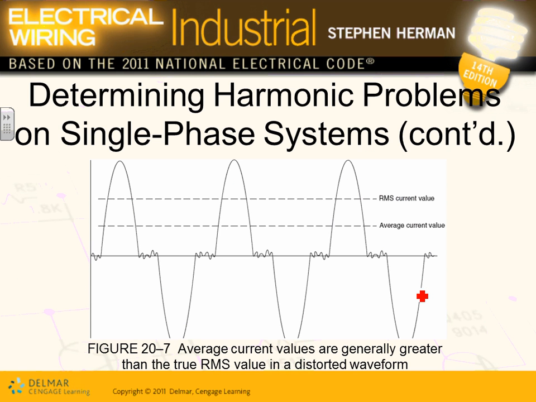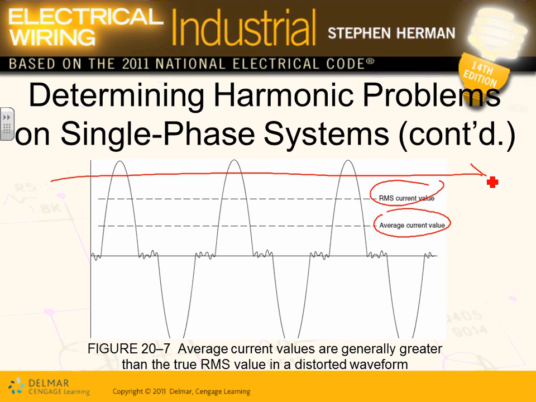Okay, so look at this. The average current values are generally greater than the true RMS in a distorted signal. Here's my RMS value. I don't know why they put that one here. So the average value of a distorted signal is larger than the RMS. I believe it should be right here.